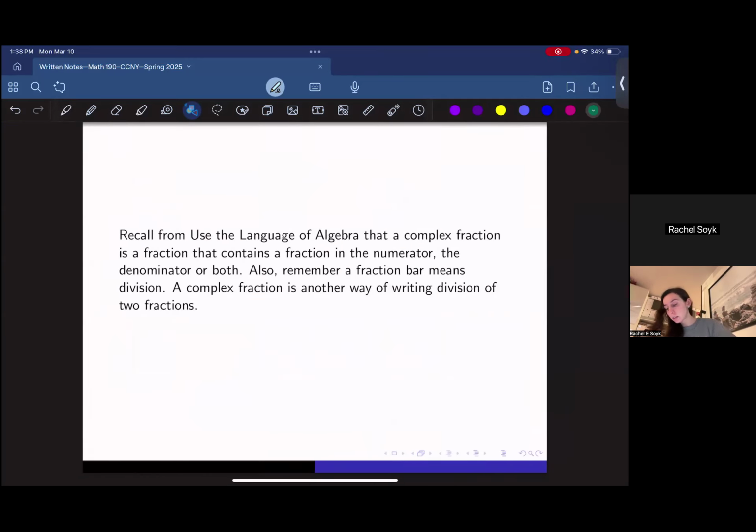We have another notes slide. Recall from Use the Language of Algebra that a complex fraction is a fraction that contains a fraction in the numerator, the denominator, or both. Really utilizing that whole keep, change, flip procedure. You want to remember a fraction bar means division. A lot of students make that common mistake. And a complex fraction is just another way of writing division of two fractions. Again, to divide by a fraction, here's a trick. Keep, change, flip.